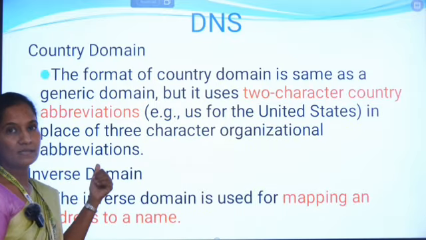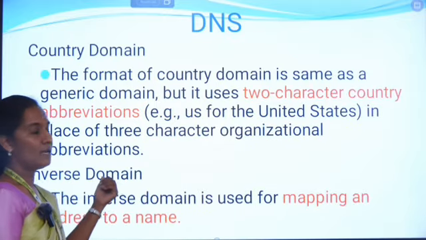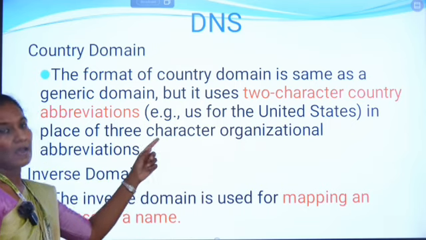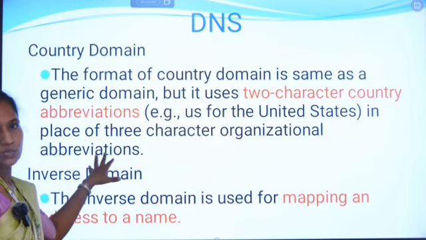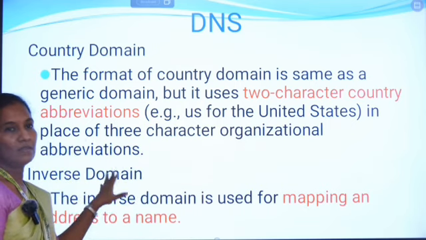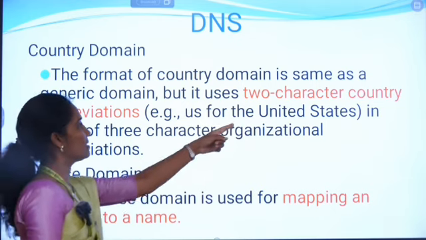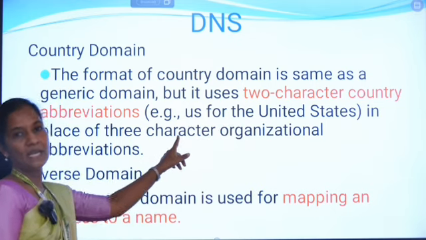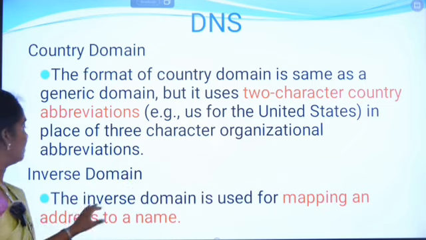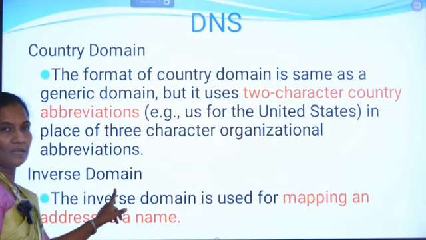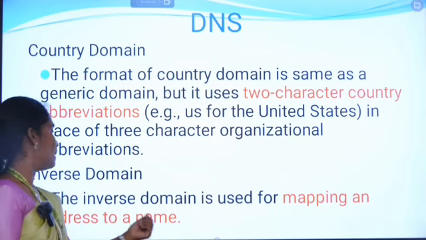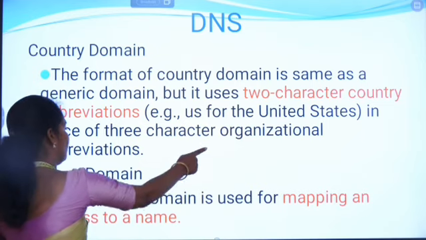The second domain is country domain. In this country domain, the 2-character country abbreviations are used for giving the domain name. Example is, for United States, we are using the domain name as US. The third domain is called inverse domain, which is used for mapping an address to a name.